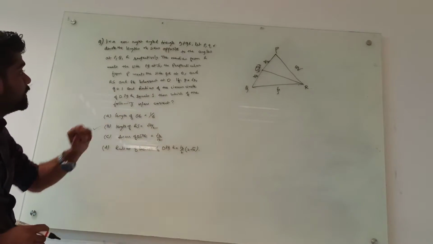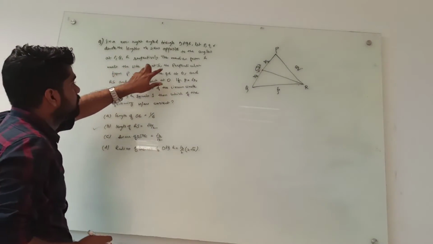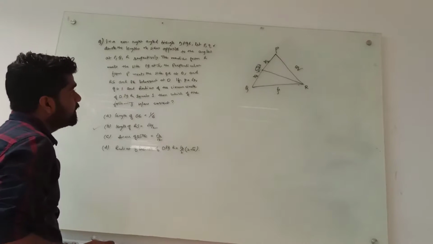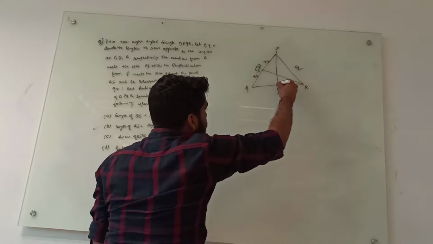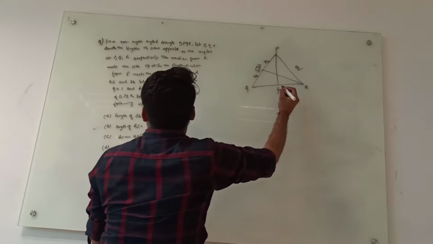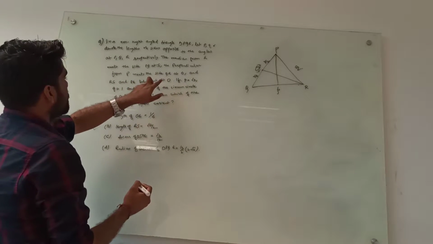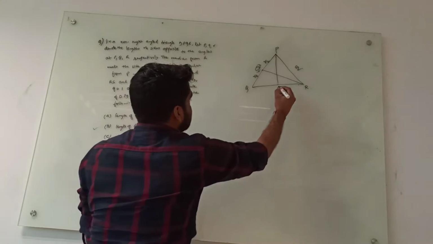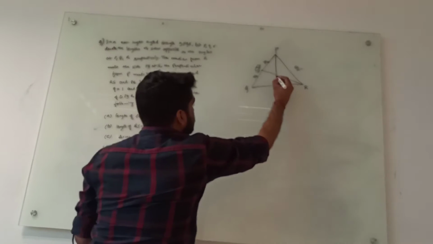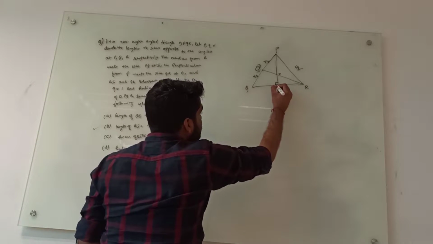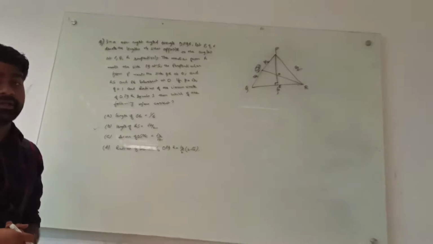And next, the perpendicular from P meets the side QR at E. Now, if we draw a perpendicular from P to QR, it will be meeting at this point, which will be E. RS and PE intersect at O, so this point will be O. So this is the perpendicular. This is 90 degrees, correct?